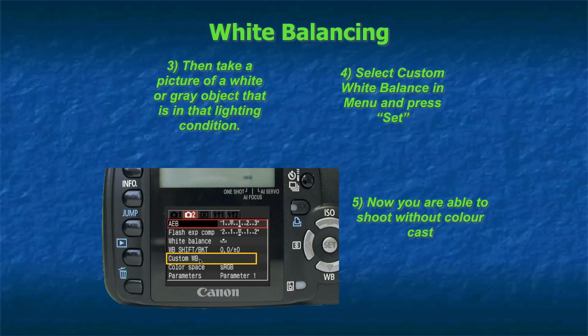Then it's going to show you the photograph you just took. It's going to ask if you want to replace the existing information with the new information. You say yes, and now you are calibrated to that room or outdoors or studio or whatever you're doing. You're now balanced for that lighting condition. If the lighting changes, add a new light, open the drapes, whatever, the color can officially change. So we have to re-do our custom white balance.